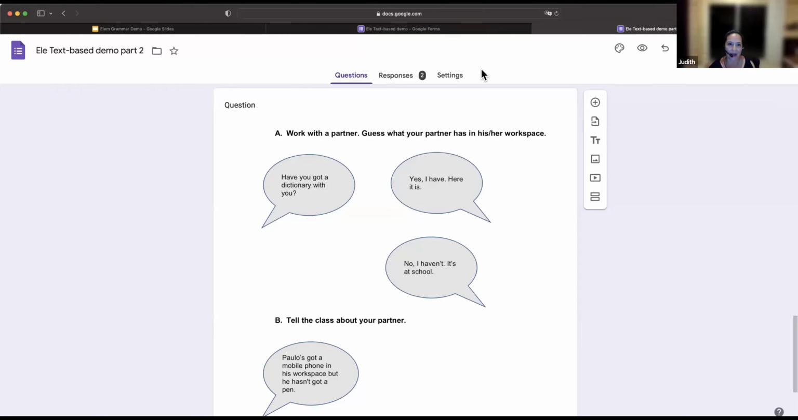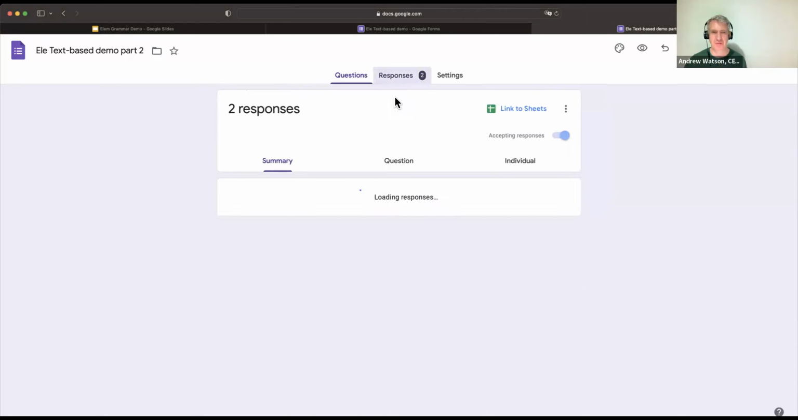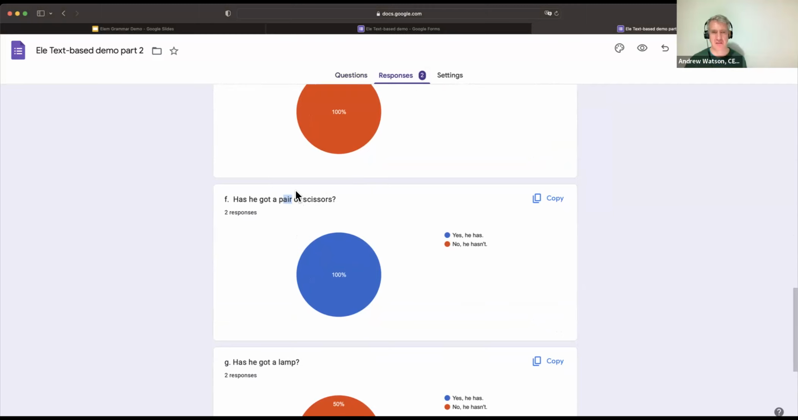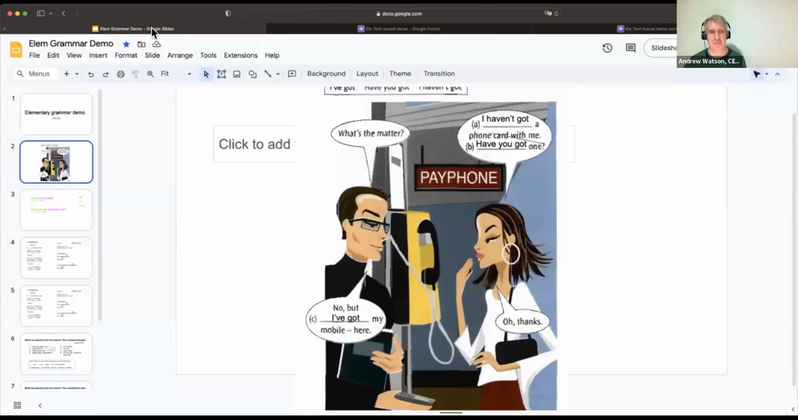Have you got a scissor? No, I haven't. It's at another part in my house. Okay. Good job. Just remember, it's a pair of scissors, because there's always two. Right. All right, good.